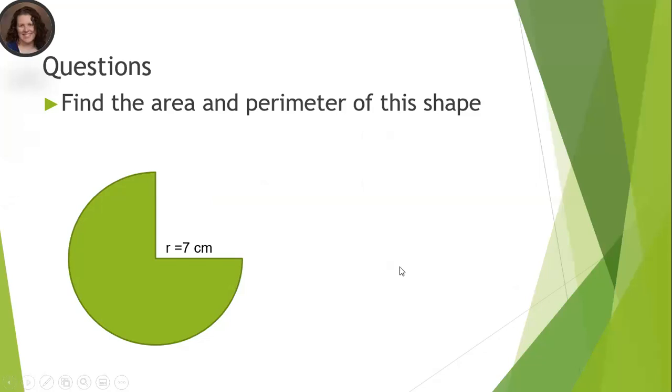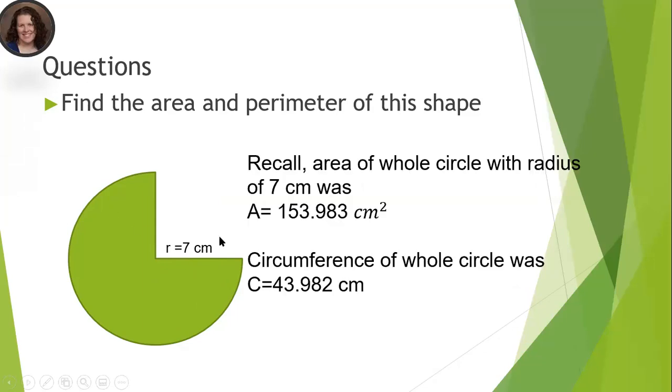So what if we want to find the area and perimeter of a shape that's a circle, but only a portion of a circle? So we still have a shape, we can have a radius. The radius is still going to be from the center to the edge. So we're going to use this same radius. So we have a radius of 7, but we only have 75% or 3/4 of the circle. So recall in the previous slides, we found the area for the whole circle and the circumference for the whole circle.